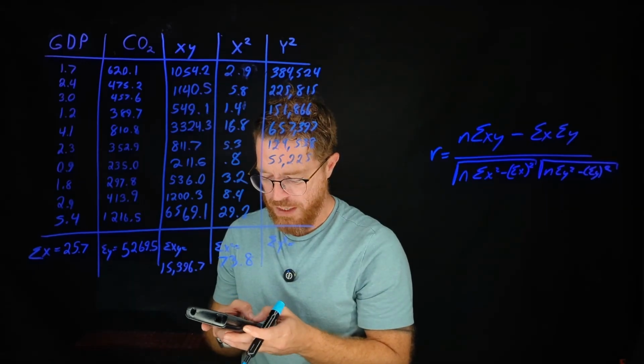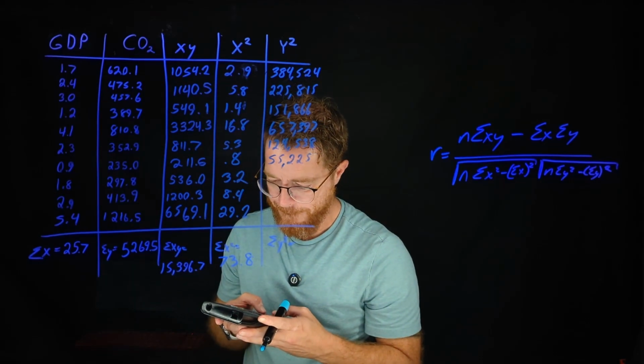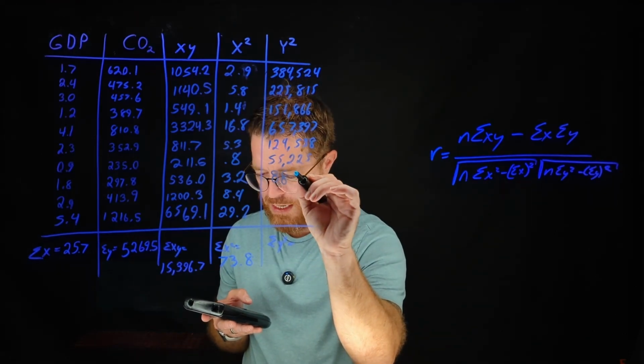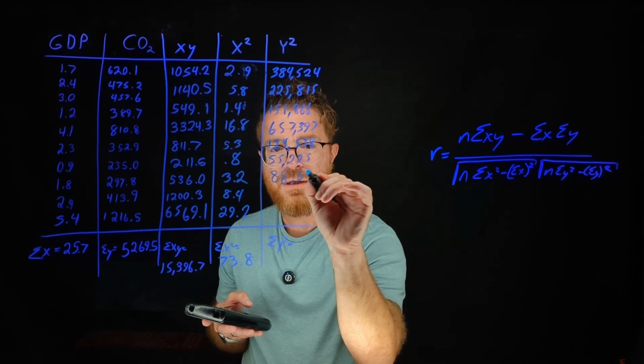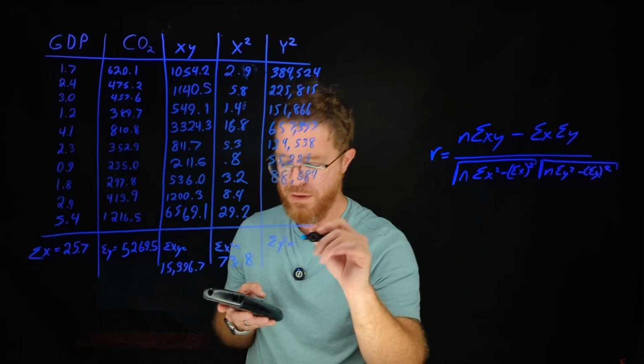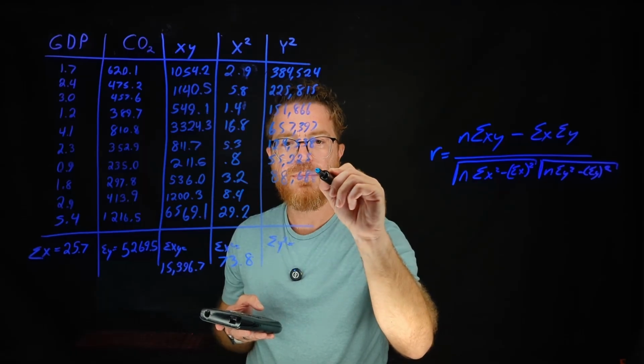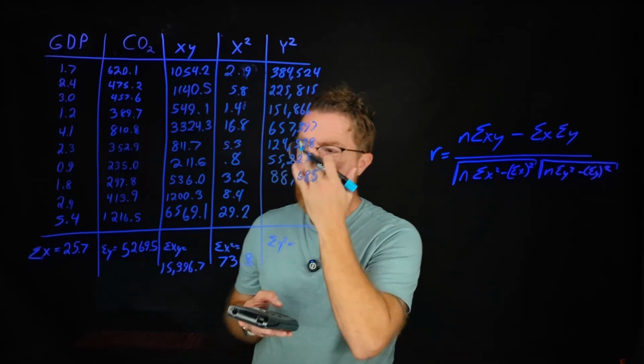297.8 squared is going to be 88,684. We'll round it up. I'm just going to keep these to whole numbers just because it's a lot.